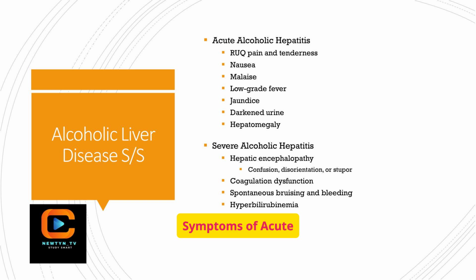Symptoms of acute alcoholic hepatitis include RUQ pain and tenderness, nausea, malaise, low-grade fever, jaundice, darkened urine, and hepatomegaly. Severe alcoholic hepatitis can present with hepatic encephalopathy, coagulation dysfunction, spontaneous bruising and bleeding, hyperbilirubinemia, jaundice, and hematemesis.